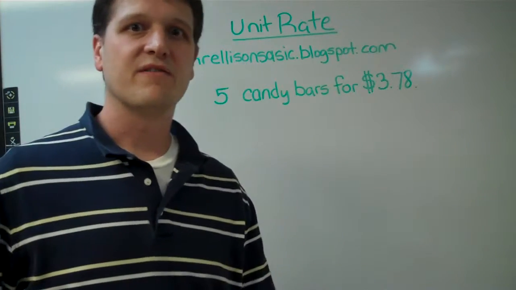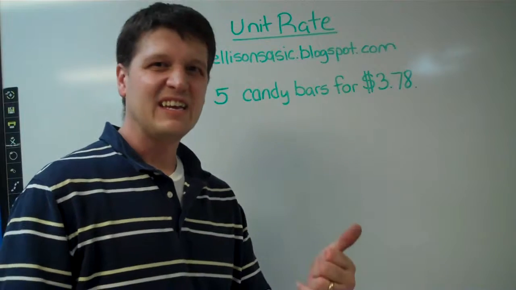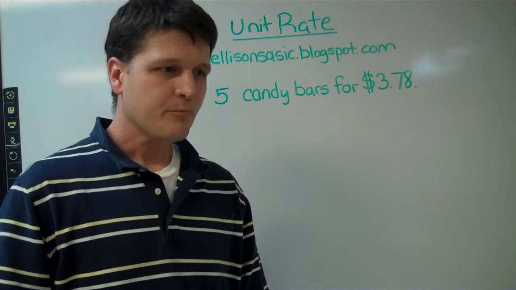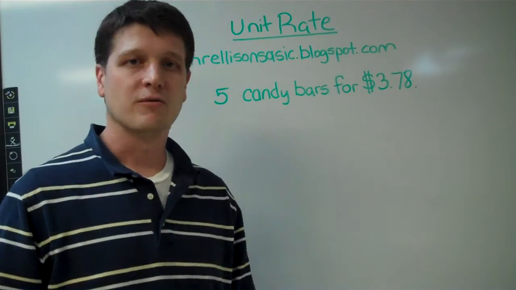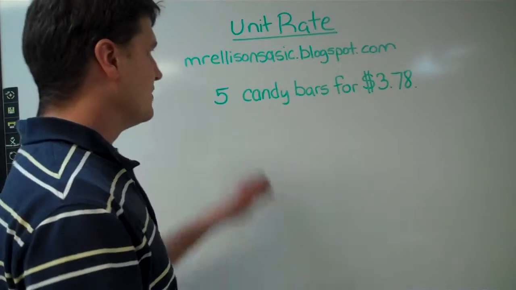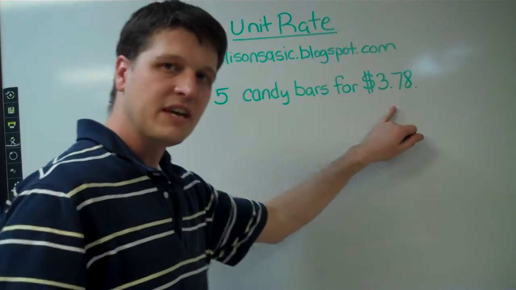Now, I know every one of you guys has been into the checkout line and seen the impulse buys that are up front before you check out. Candy and toys and all kinds of crazy stuff. And 3 candy bars for $1. Well, today we're going to use candy bars as an example. Now, it says 5 candy bars for $3.78.